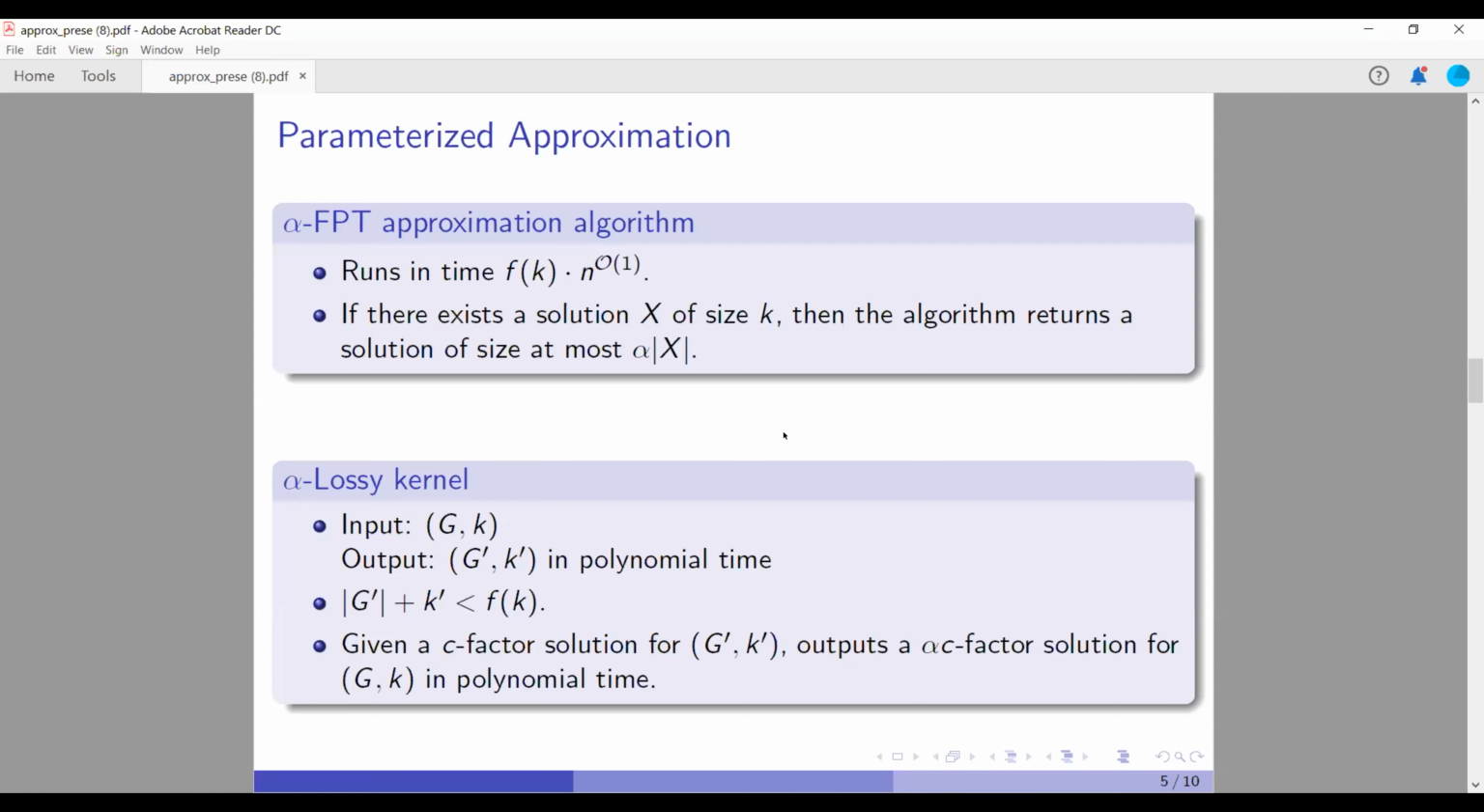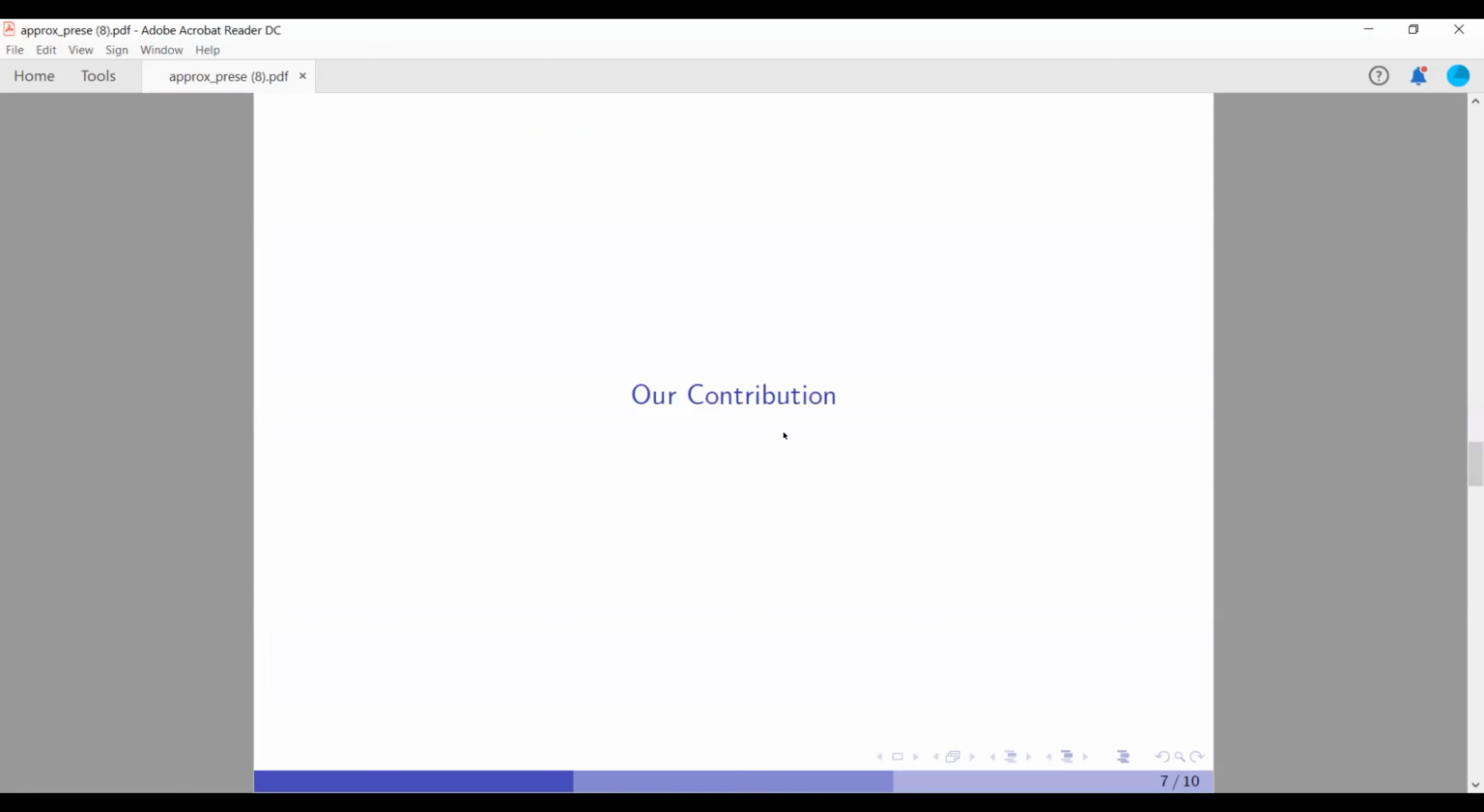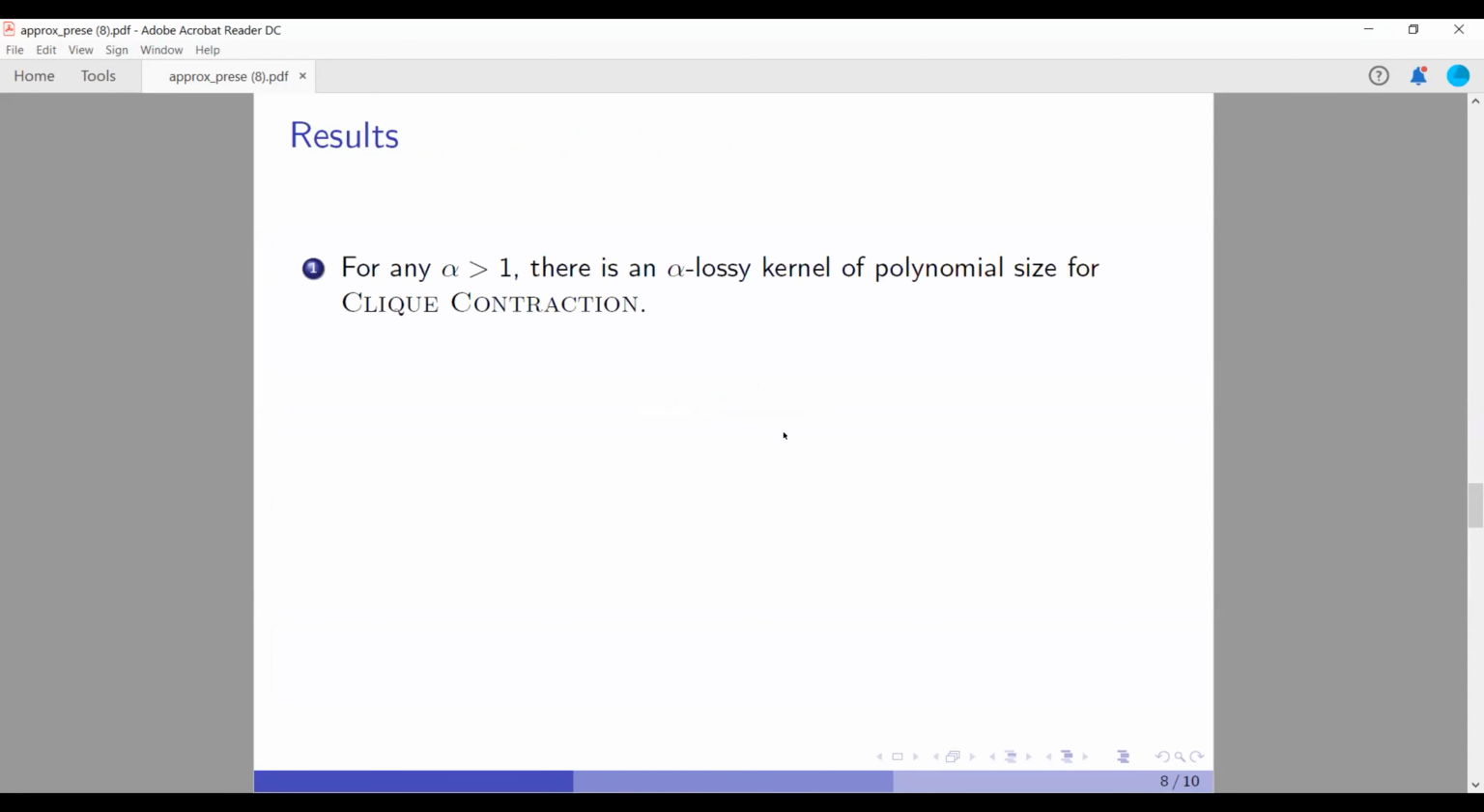An important proposition states that a problem has an alpha FPT approximation algorithm if and only if it has a lossy kernel. So once we know that it does not have an alpha FPT approximation algorithm, we can rule out the option of it having a lossy kernel. In particular, we are interested in polynomial size kernels. We studied the problems under this theory, and these are the results that we obtained. For any alpha greater than 1, we proved that for clique contraction.